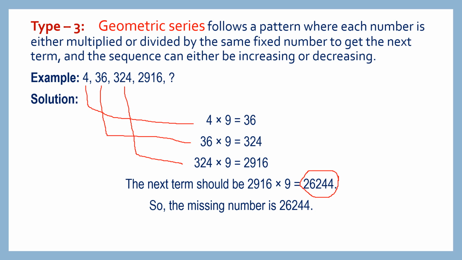This is the geometric series. It may be multiplication or division. Here I have shown an example of multiplication. There may be a chance of division also. They may give it in reverse order. If it is in descending order, you have to think that the numbers are decreasing, so it might be either subtraction or division.